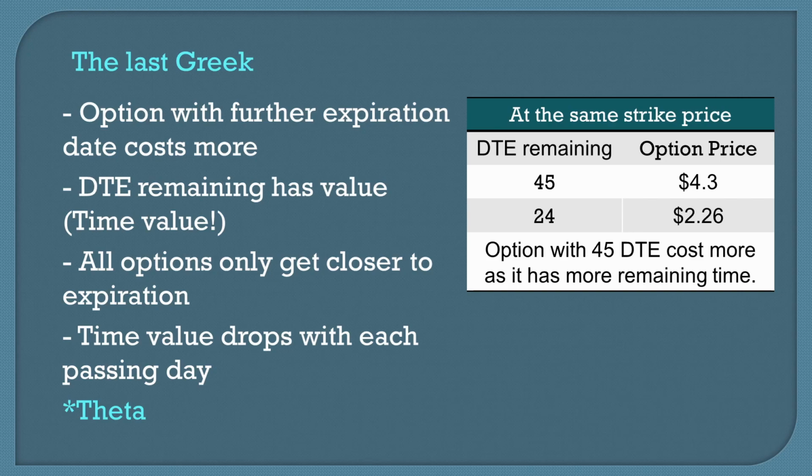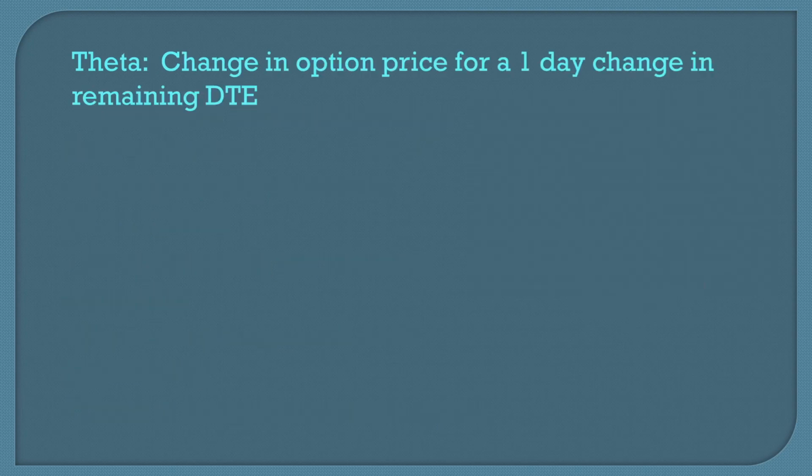Now, theta is, in my opinion, probably the second most important Greek after delta because it represents the daily decay of your option. The definition for theta can be thought of as the change in option price for a 1 day change in the remaining days to expiration of the option.